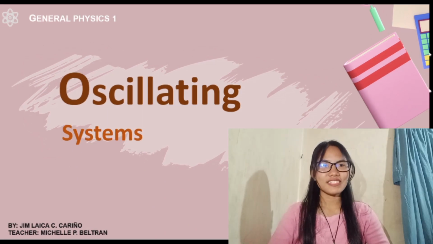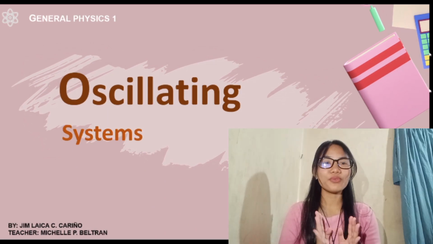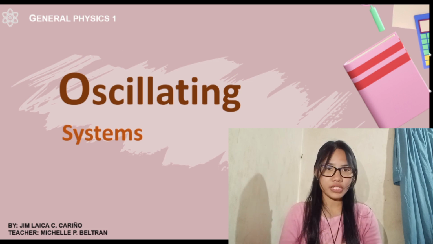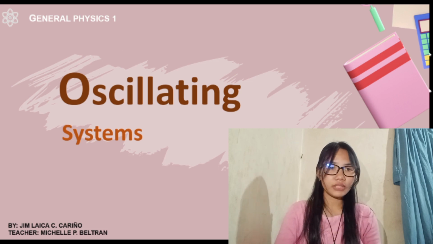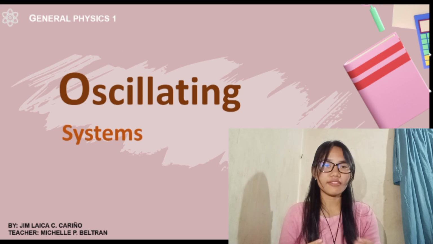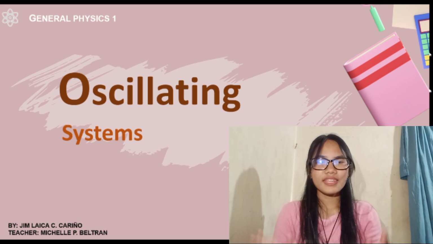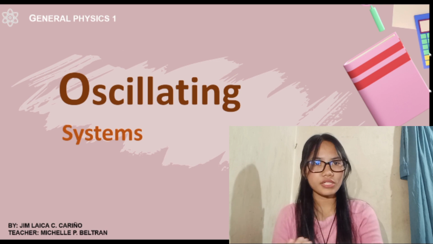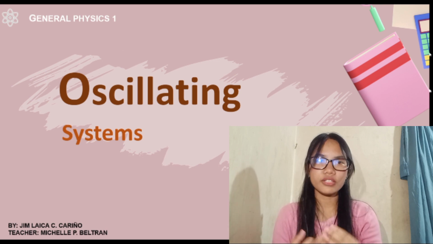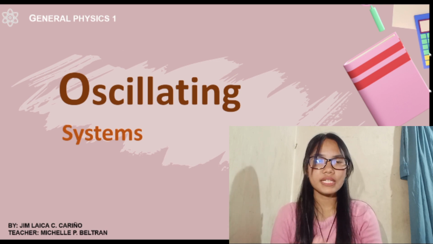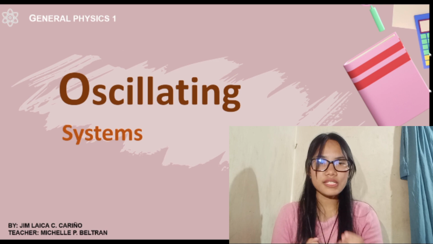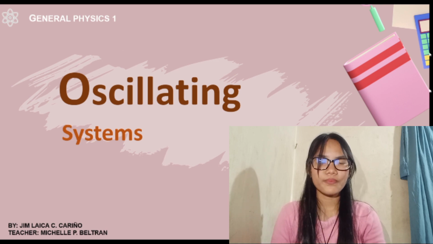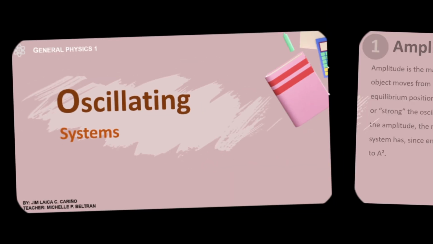An oscillating system is any system that moves repeatedly back and forth around a central or resting position, like a pendulum, a spring, or even sound waves. In this presentation, we'll learn how to relate the amplitude, frequency, angular frequency, period, displacement, velocity, and acceleration of this oscillating system. Now let's begin.